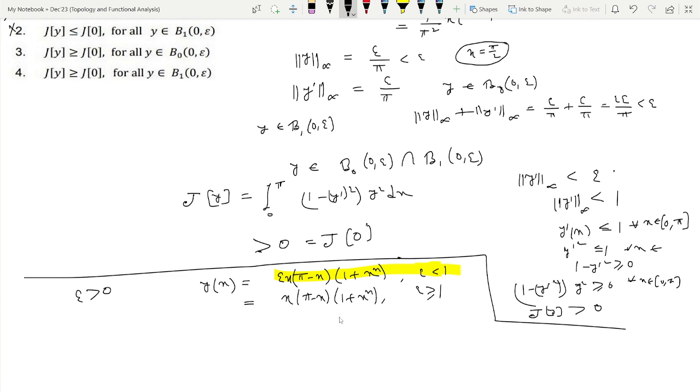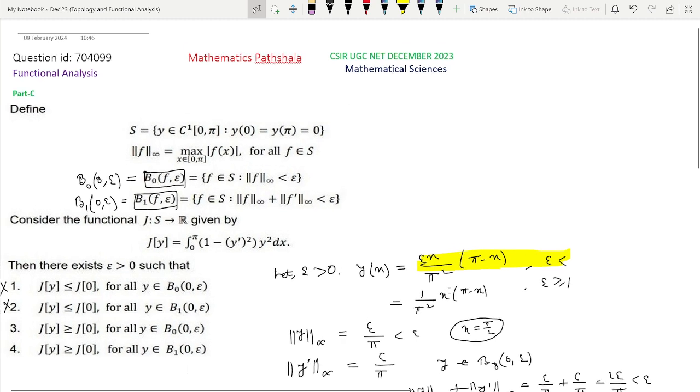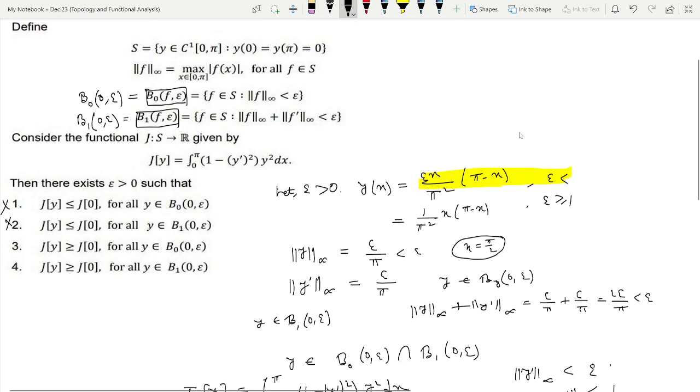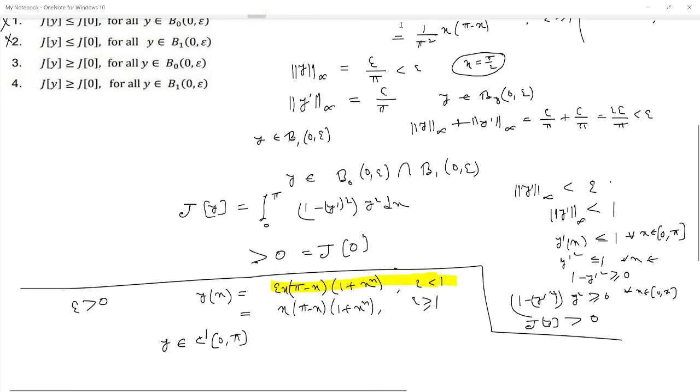So now check here that this y clearly belongs to C1[0, pi]. And for options 1 and 2 we have taken that y. This y also belongs to C1[0, pi]. I just forgot to mention that this y also belongs to C1[0, pi] clearly. Okay. So now here this y belongs to C1[0, pi] clearly.